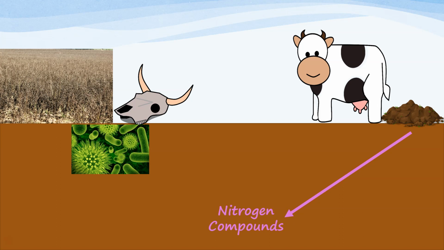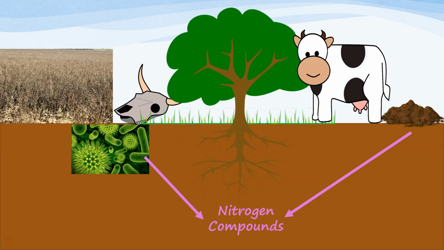Decomposers include bacteria and fungi, like mold and mushrooms. The bacteria that live in the soil of a field would break down the dead plants and animals into nutrients and put those nutrients, like nitrogen compounds, back into the soil. From here, plants can take in those nitrogen compounds and other nutrients to grow healthy and strong.